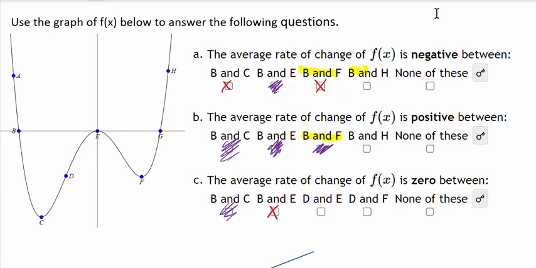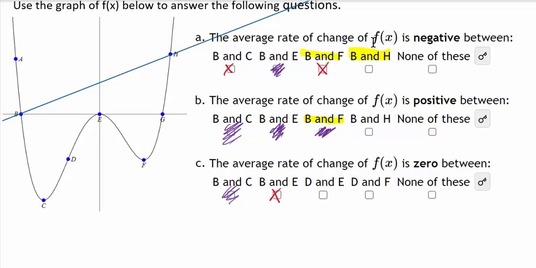The next interval I see is between B and H. So let's draw a line through B and H. And clearly when you draw a line through B and H, you get a line that's increasing, which means it has a positive slope. The y value on point H is greater than the y value on B.